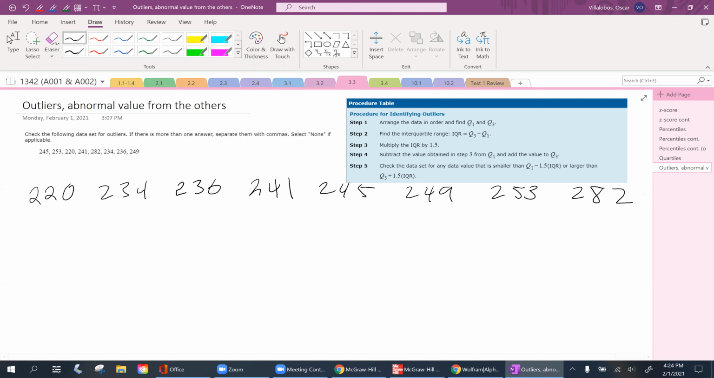My 8 values. Right. So the first thing I'm going to go ahead and do is find my Q2. Since I have 8 values, that means I can split these values right in half. And since I don't have an exact middle value, let's go ahead and do this one for practice, finding Q2. So that means I'm going to add 241 plus 245 and divide by 2.